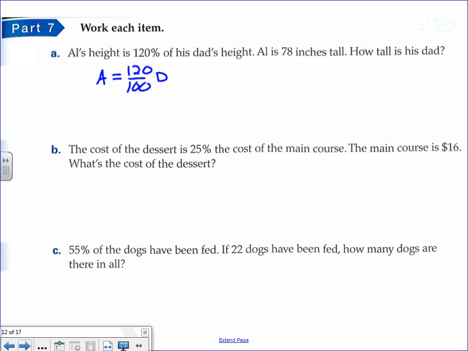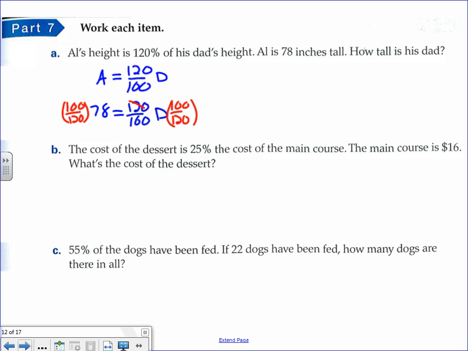And then it tells me Al is 78 inches tall. So I'm going to substitute the 78 in for Al. So I'm going to have 78 equals 120 over 100 times D. Now to figure out how tall his dad is, for this problem I need to go ahead and multiply by the reciprocal. So it's going to be 100 over 120 that I'm going to multiply by on both sides.